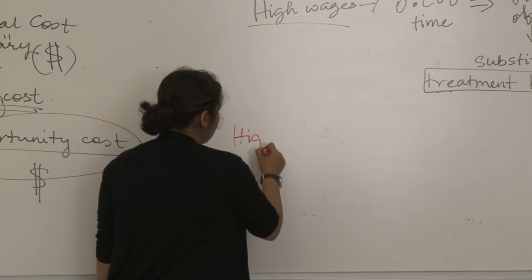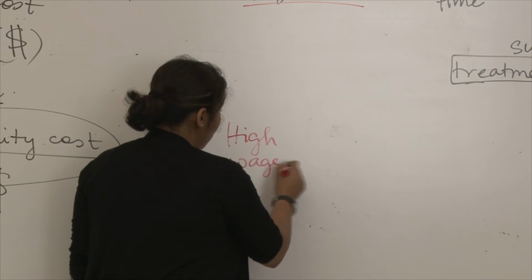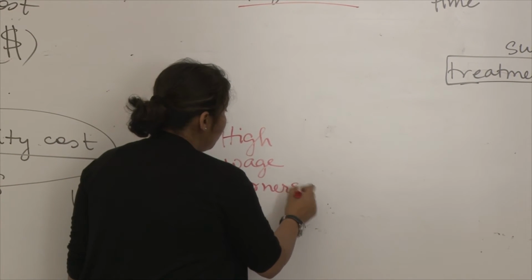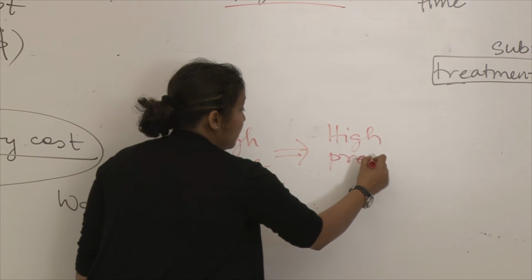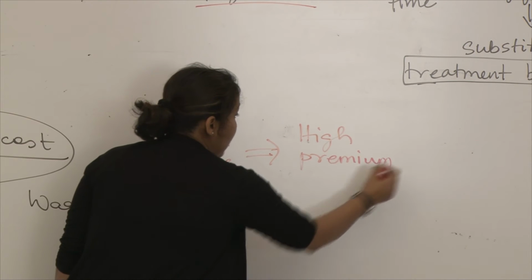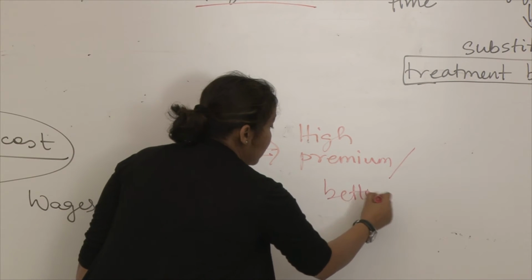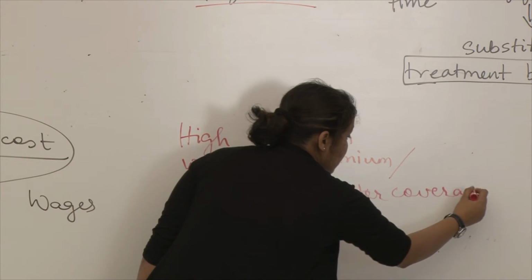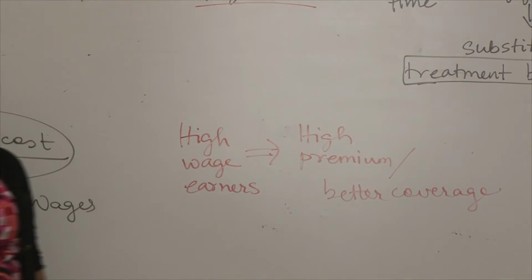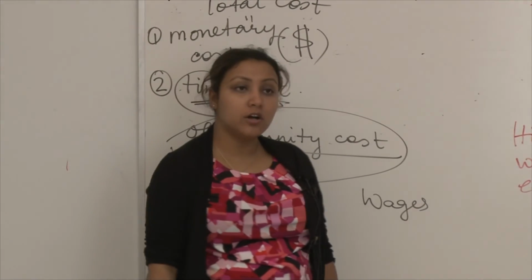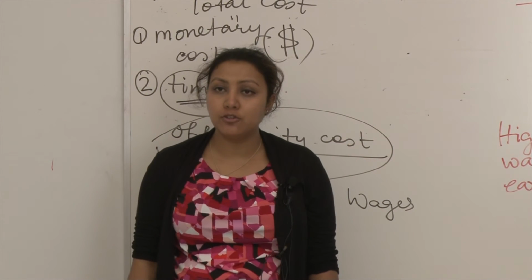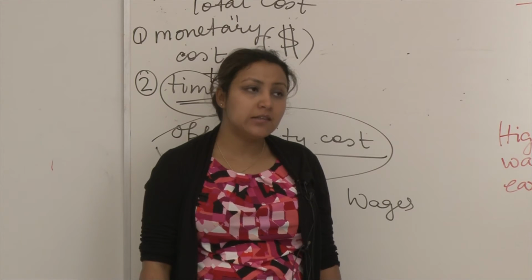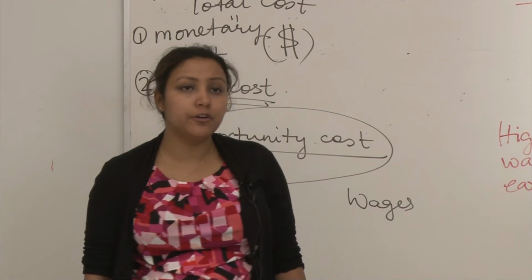So can we say that it is the high wage earners who will be willing to pay high premium and have better coverage? And it is the low wage earners who will be willing to pay low premium and hence have low coverage? So in that sense, is health insurance a normal good or an inferior good?